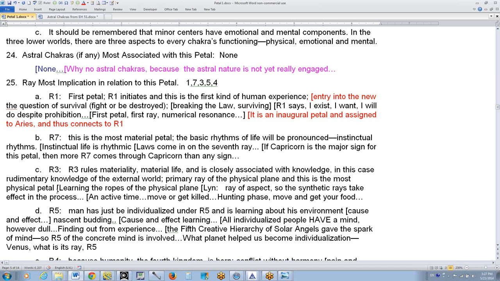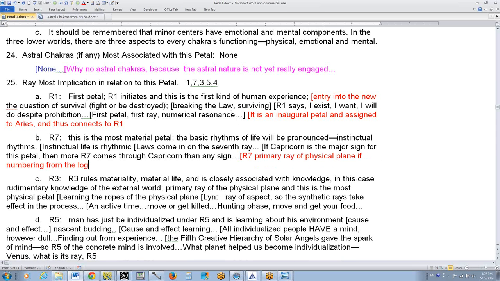In one way, it's the primary ray of the physical plane if you begin numbering from below instead of from above. Whereas ray 7 is the primary ray of the physical plane if you number from above, from the logoic plane. But here, if we would number from below, ray 1 would be the primary place. But now, there's another way to look at it.